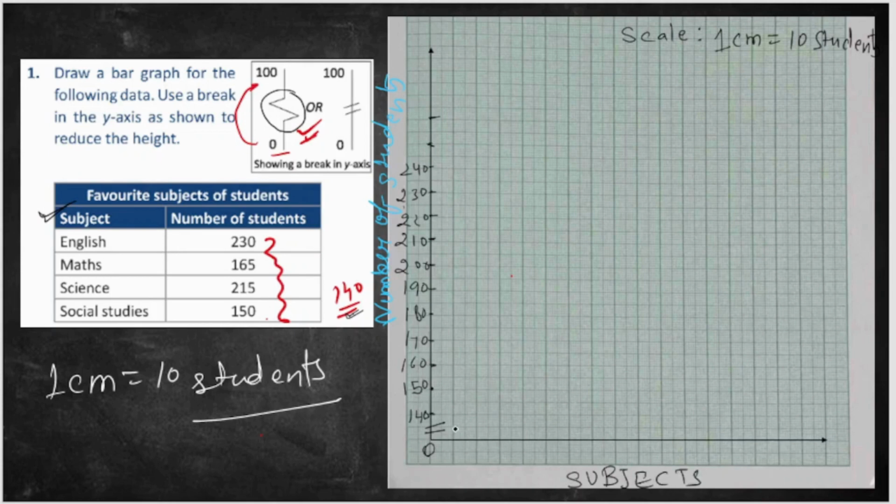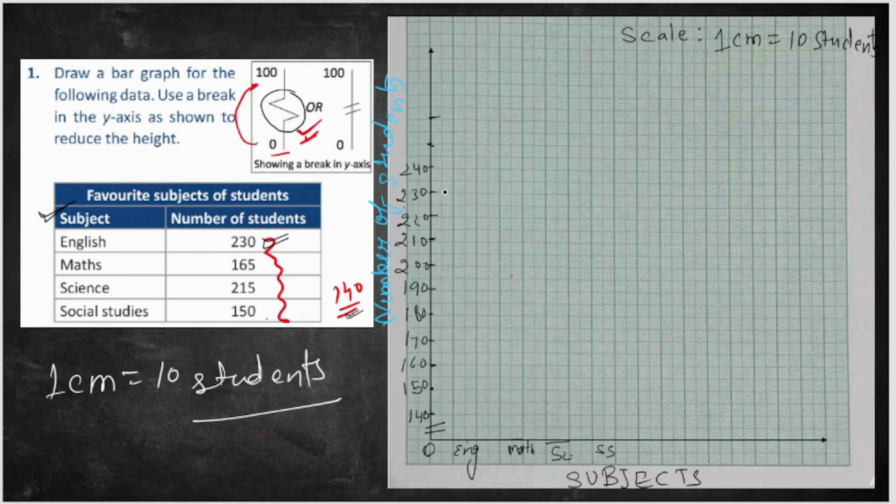Now this first one I am taking as English, then maths, then next this one will be science, then next will be social studies. Now 230. So where is 230?